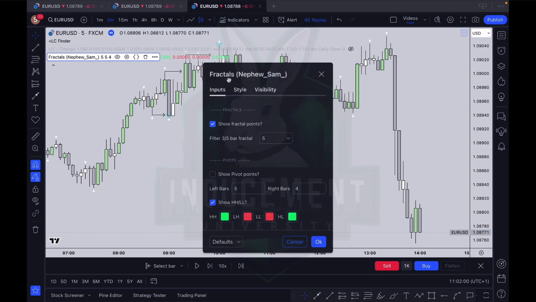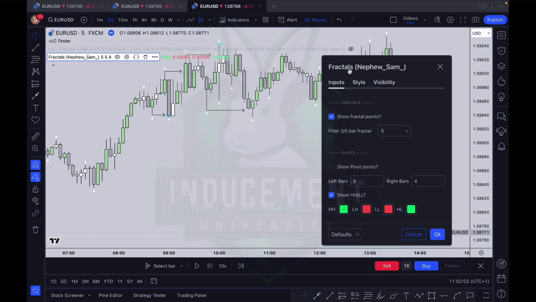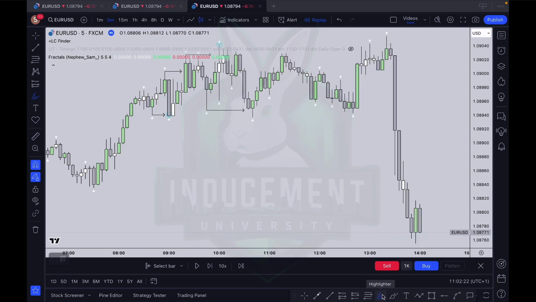Now, what am I using to get these? Well, this is just an indicator called Fractals by Nephew Sam. These are the settings. When it comes in, it usually is free. That way, you get quite a few more white triangles. However, we want to be really, really selective, and we just want to show that we have these 5-point ones. Now, what does this actually mean? So, say for example, this here is a candle.